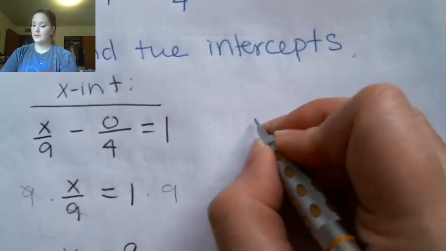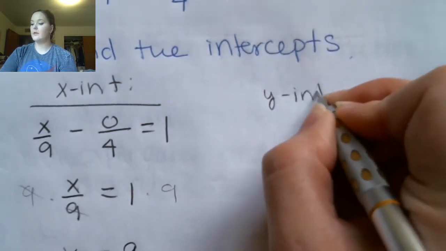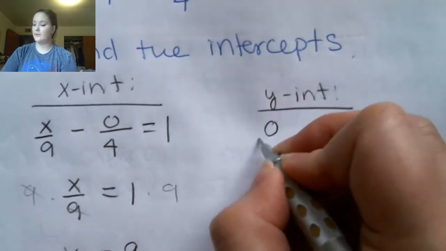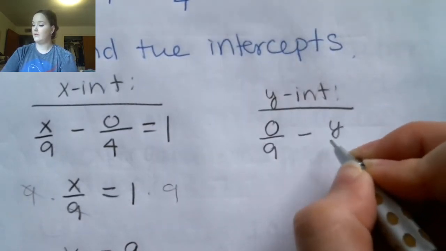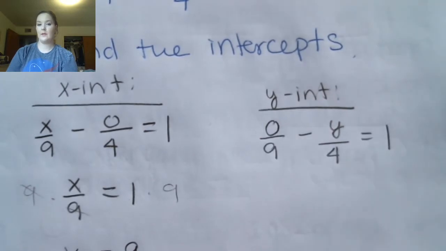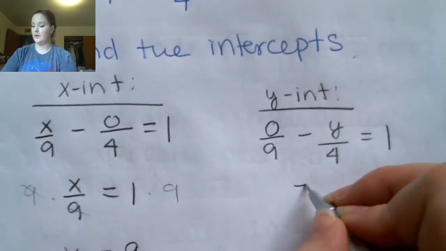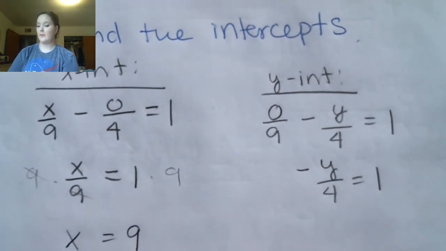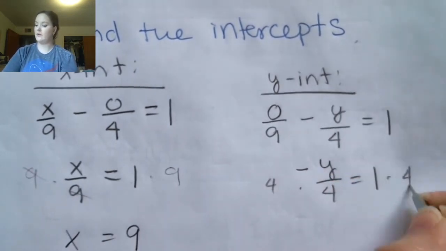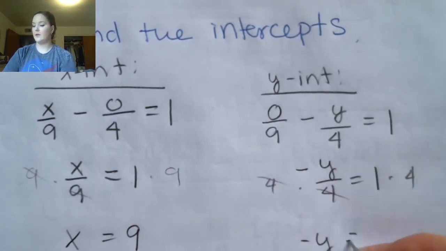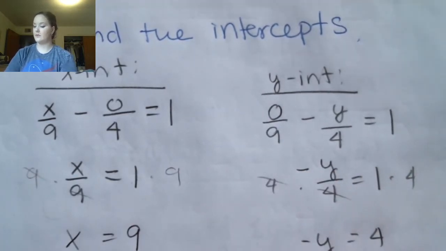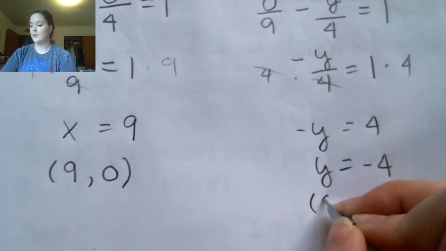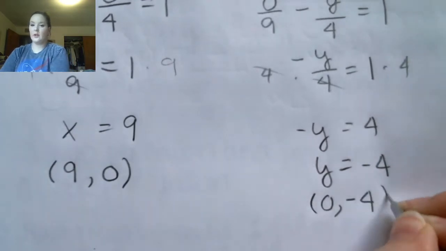Okay, now we'll do the same thing for the y-intercept. Okay, so we're going to let the x value be 0. Okay, so this is 0. So we'll get negative y over 4 equals 1. Okay, and then I'm going to multiply both sides by 4. So I'll get negative y equals 4, which gives me y equals negative 4. Okay, and I'm going to write this as an ordered pair, 0, negative 4.